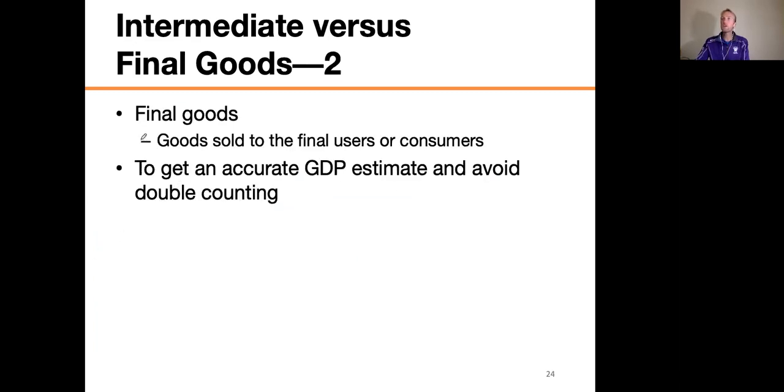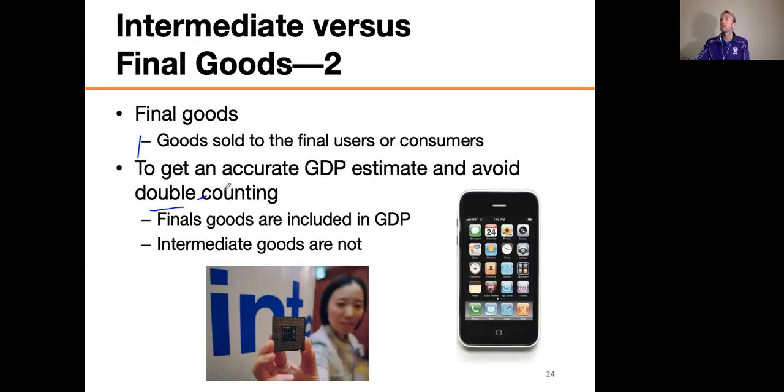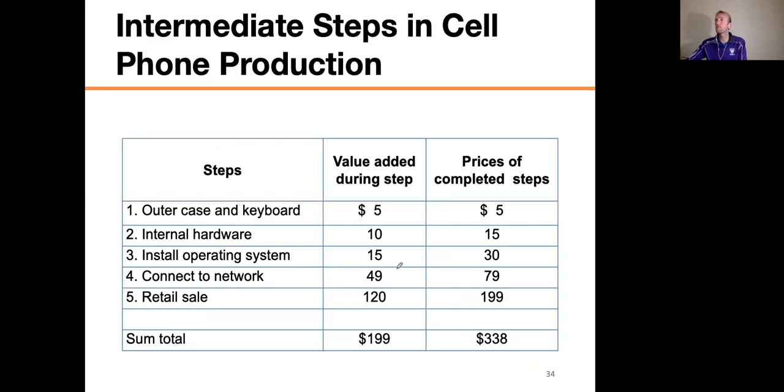All right, so the final goods are the only ones that get counted. Final goods are goods sold to the final users or consumers. To get an accurate GDP estimate and avoid double counting, only final goods are included. Intermediate goods are not, right? So a computer chip is not included in GDP, even though we made it here in the United States. Why? Because it gets put in the cell phone, and then the price of the cell phone includes the price of the computer chip, and that gets added to the GDP. Do you see how if we counted both the chip and the cell phone, the value of the chip would get counted twice?